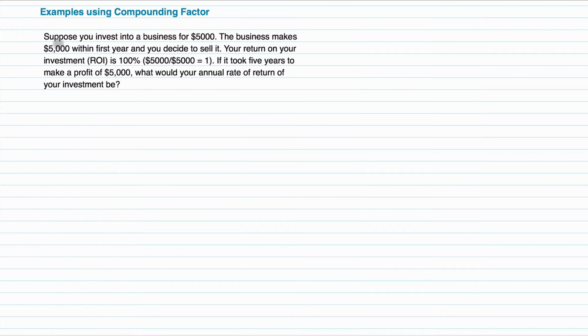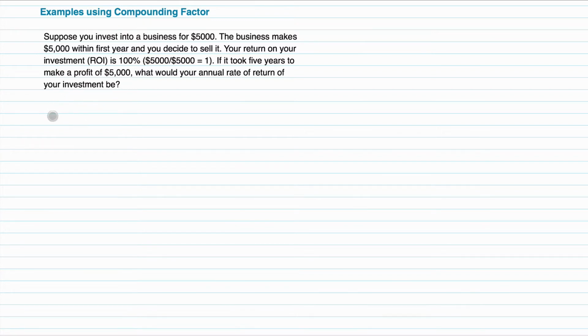In this example, suppose you invest into a business for $5,000. The business makes $5,000 within the first year, and you decide to sell it. Your return on investment, ROI, is 100%. If it took 5 years to make a profit of $5,000, what would your annual rate of return of your investment be? So we invested $5,000 into a business and it made $5,000 profit. So return on investment in 1 year is 100% because we made $5,000 in profit. So profit over investment is return on investment.